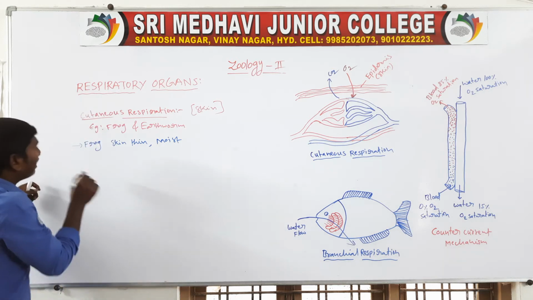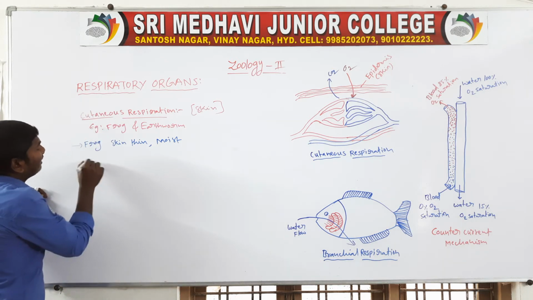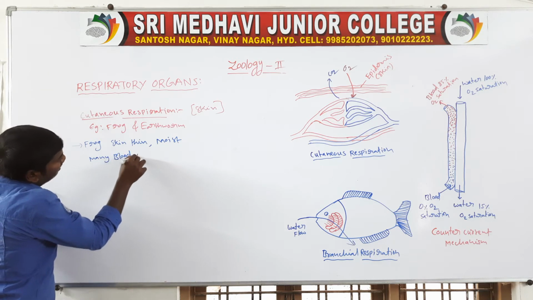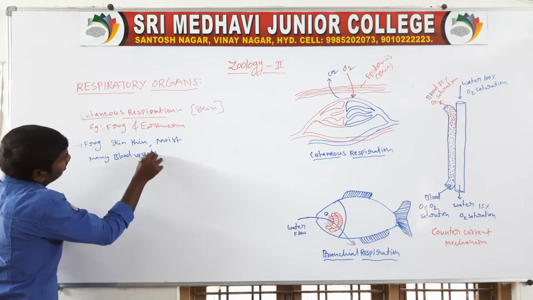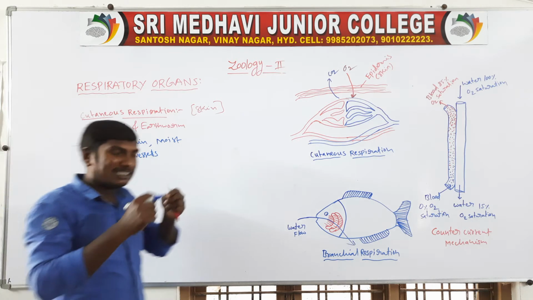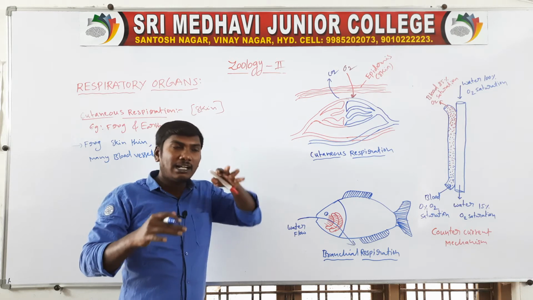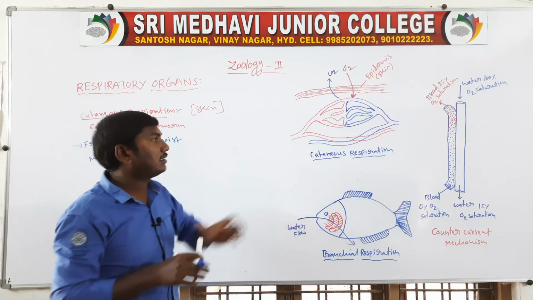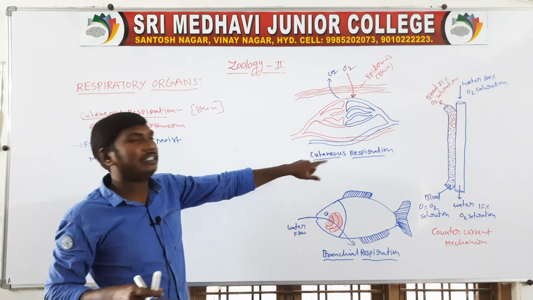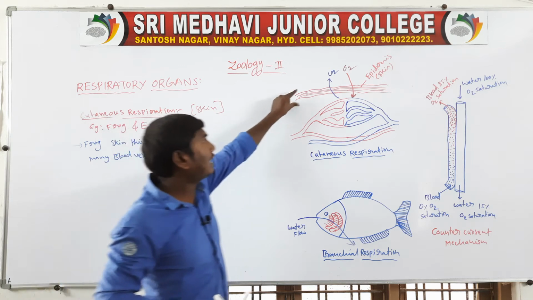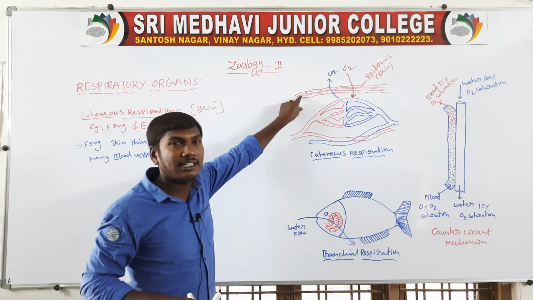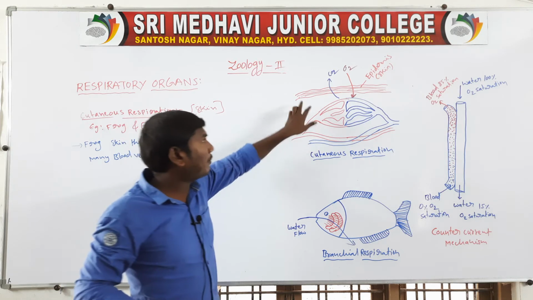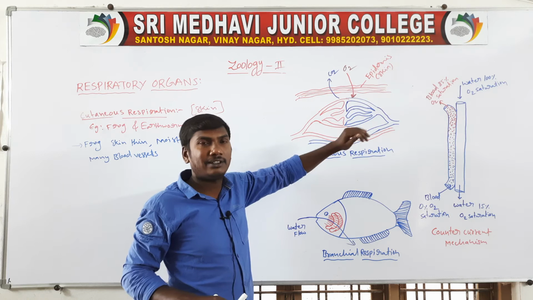Next one, the skin contains many blood vessels. Below the skin there are many blood vessels. So this is the diagram of the frog's respiration, cutaneous respiration, skin respiration. This is the skin of the frog. The frog skin is moist, like water, fluid-like. Below it are the blood vessels.